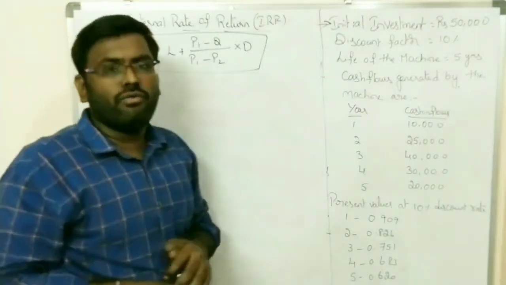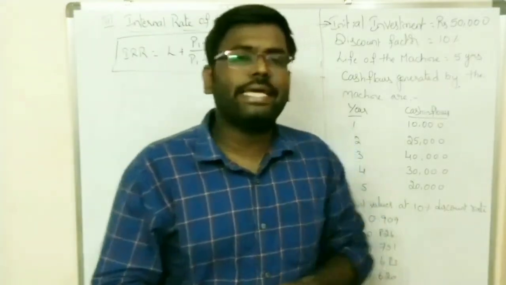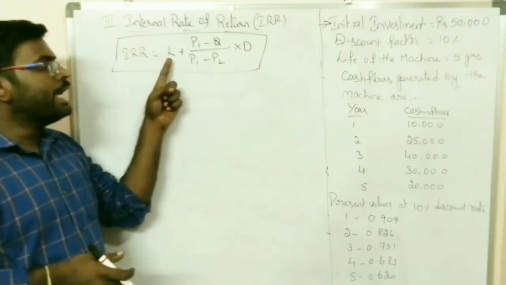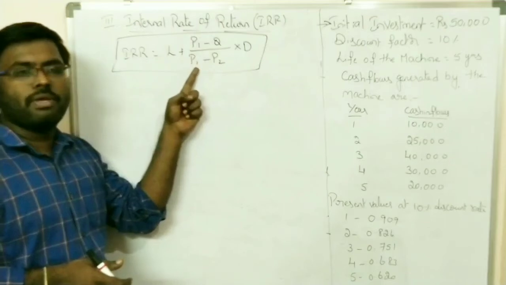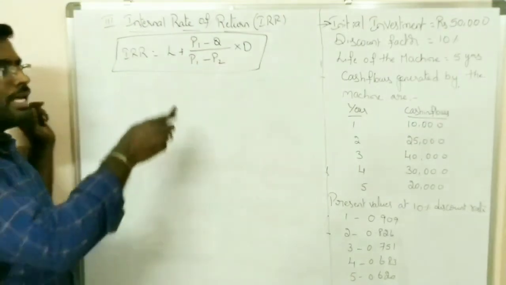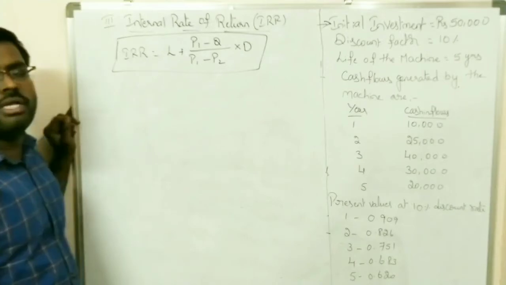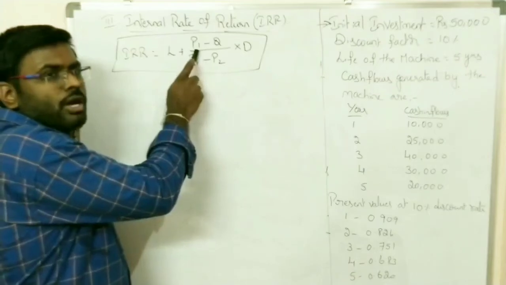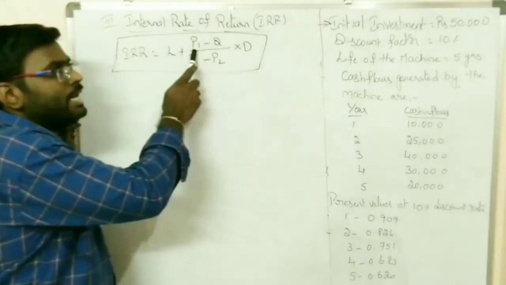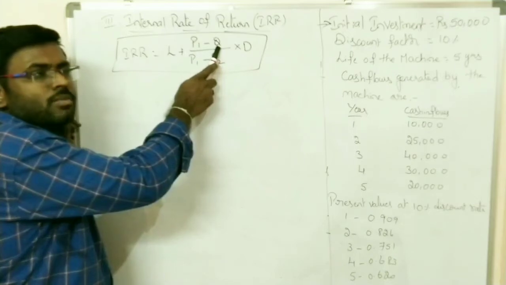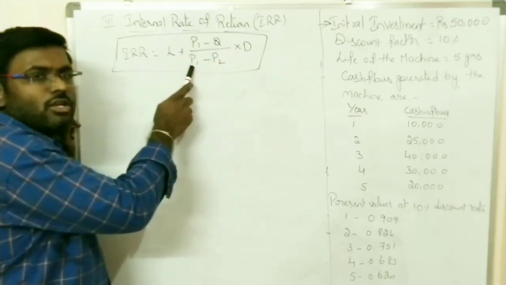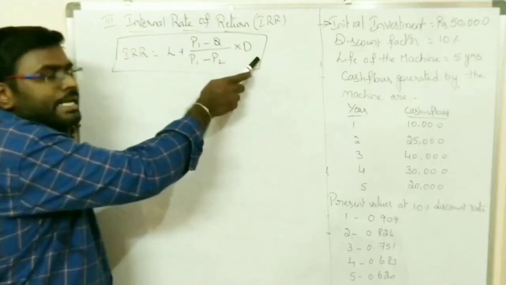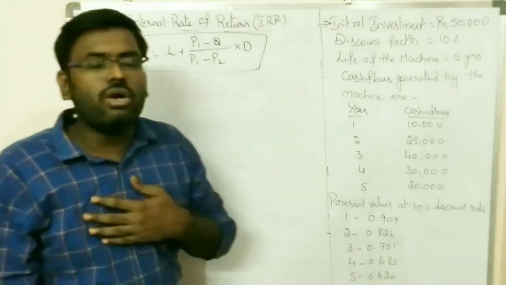The third method of the modern techniques of capital budgeting is internal rate of return. The formula for calculating internal rate of return is L plus (P1 minus Q) divided by (P1 minus P2), into D. Here L stands for the lower rate of return, or lower discount rate, or lower cost of capital. P1 stands for the present value at the lower rate, Q stands for the initial investment, P2 is the present value at the higher rate, and D stands for the difference in the discount rates.